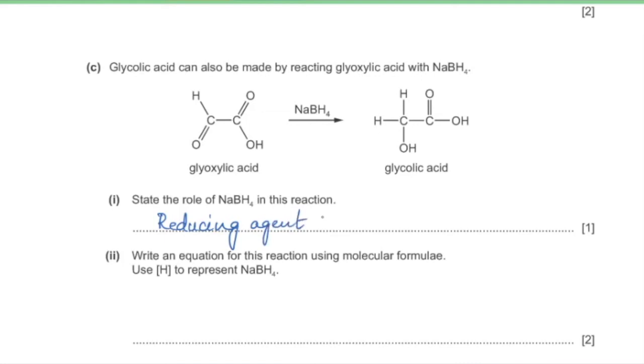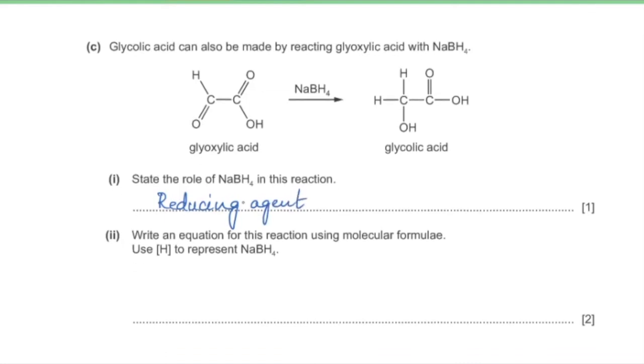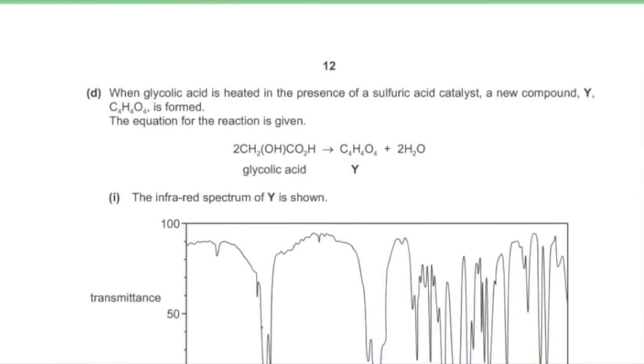Part 2, write an equation for this reaction using molecular formula. So glyoxylic acid has a molecular formula of C2H2O3. It reacts with NaBH4, which we will be representing with the use of this H. This gives glycolic acid, which has a molecular formula of C2H4O3. There will be 2 moles of NaBH4 we will be using in this reaction.